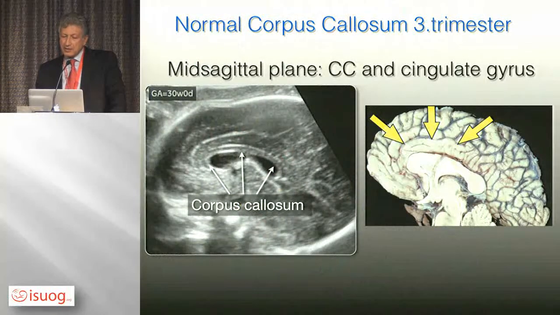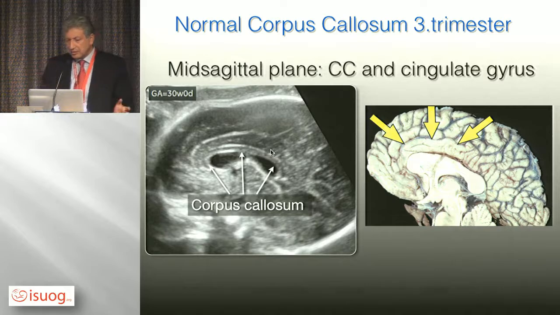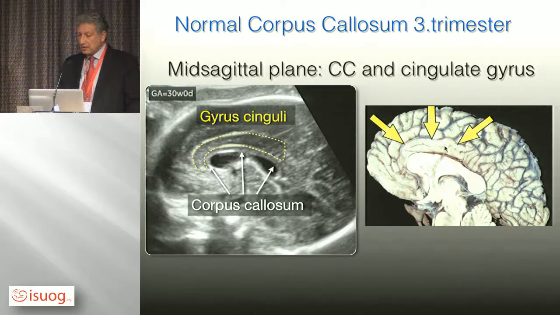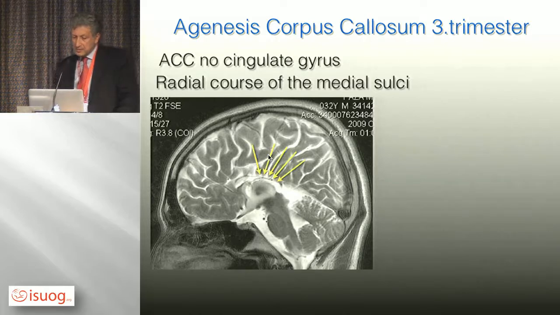We heard this morning that the cingulate gyrus can be recognized, but not before 26 weeks on ultrasound, and this is what we see at around 30 weeks gestation. Over the corpus callosum, there is this cingulate gyrus, which is the typical structure also defining the corpus callosum in a way. And in cases of agenesis of the corpus callosum, this is absent, and we have a radial course of the medial sulci.